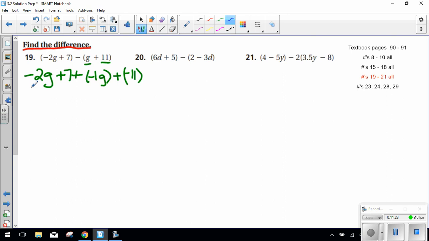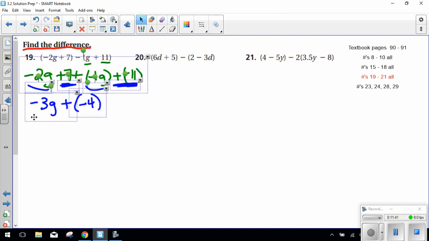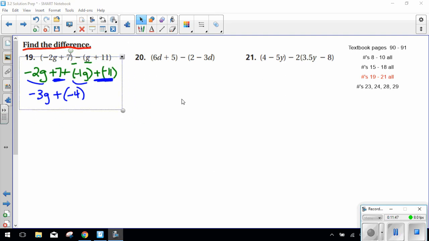Okay, then I combine like terms. Negative 2g and negative 1g is negative 3g plus 7 plus negative 11, negative 4. Okay, that's number 19. Let's move on to 20.